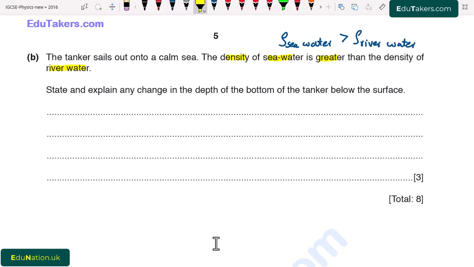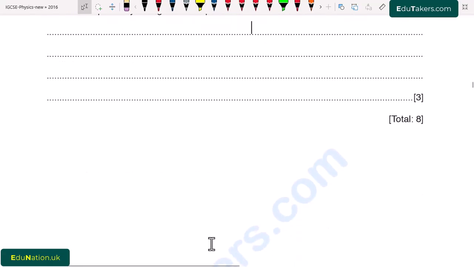State and explain any change in the depth of the bottom of the tanker below the surface. So when the density of sea water is greater than the density of river water, what will be the effect on the depth? First of all, here I consider two tankers. This is the first tanker, while there is another tanker.